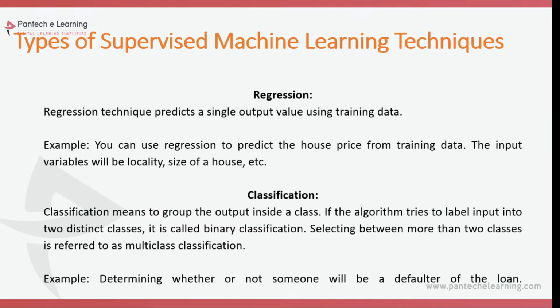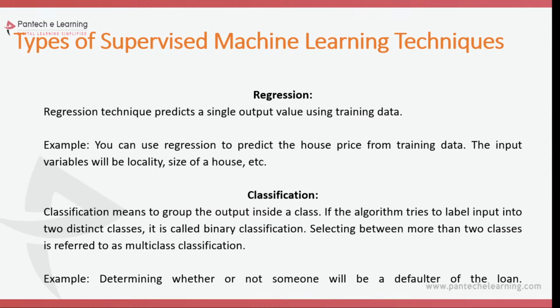Here, regression techniques predict a single output value using the training data. For example, you can use regression to predict house prices from the training data of previous house prices, and whatever input data we have, it will give some prediction. The input variables will be locality and size of the house, okay? Moving on to classification. Classification means to group the output inside a class. If the algorithm tries to label the input into two distinct classes, it is called binary classification. Selecting between more than two classes is referred to as multi-class classification.